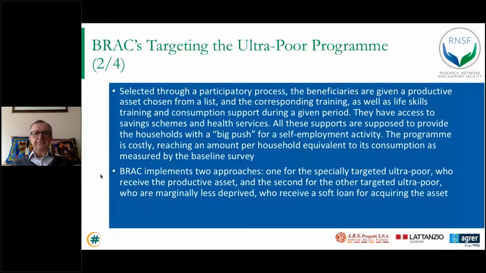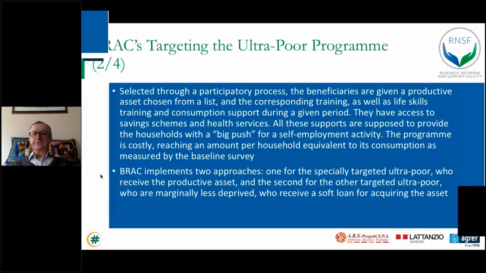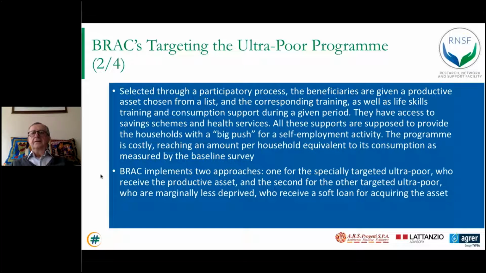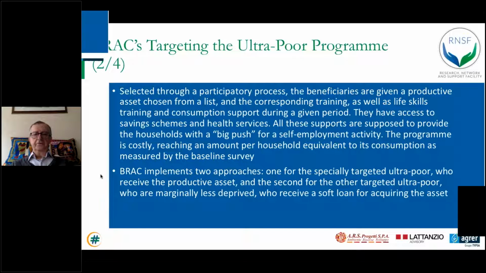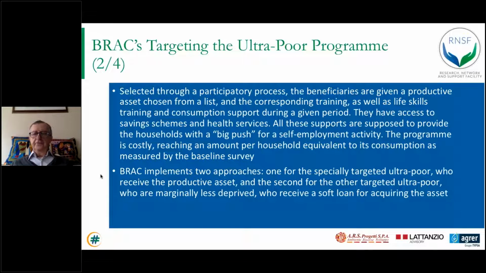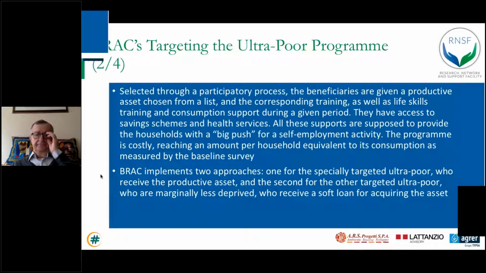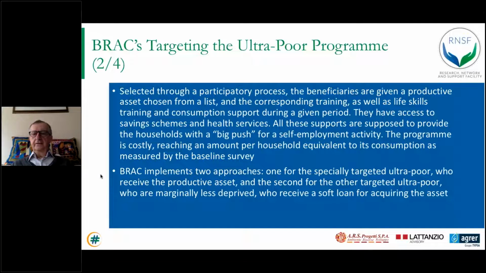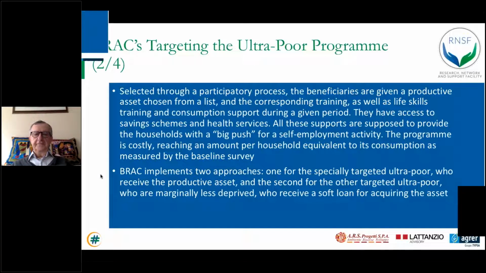The program is costly because it reached an amount per household which is equivalent to its consumption as measured by the baseline survey. So it means that during the course of the project, the households have received an amount which is equivalent to their full consumption during the course of the project. So it's a really big push. BRAC implements two approaches, one for the specially targeted ultra-poor who receive the productive assets directly, and the second for the other targeted ultra-poor who are marginally less deprived and who receive a soft loan for acquiring the asset.